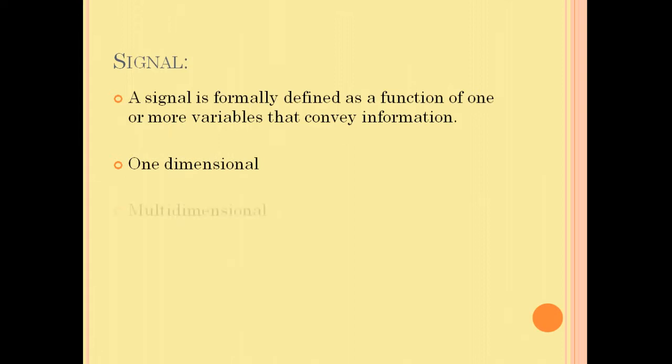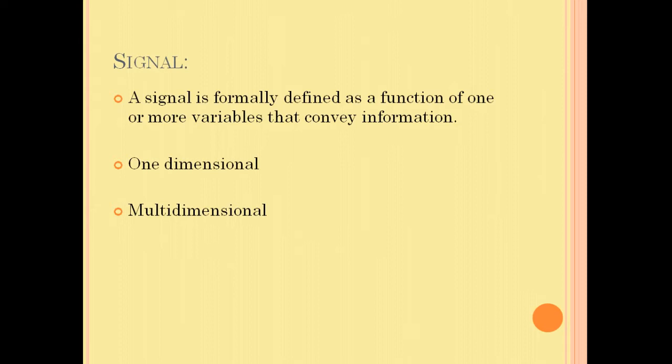When you look at the image on the screen, which is varying with respect to horizontal and vertical axis, you can say that the image is a multi-dimensional signal. If a signal is varying with respect to a single variable, it is called one dimensional, whereas if it is varying with respect to two variables, we can say that it is a multi dimensional signal. Now we know what is a signal.